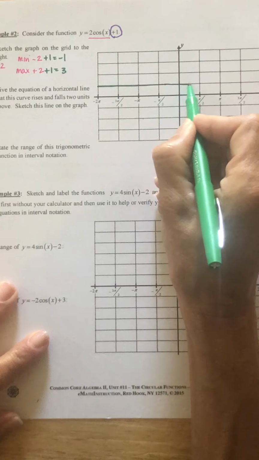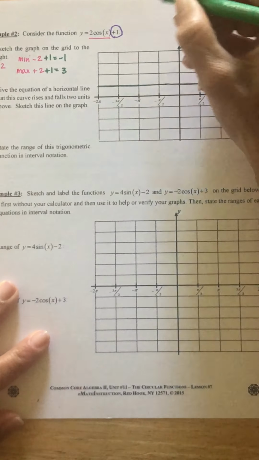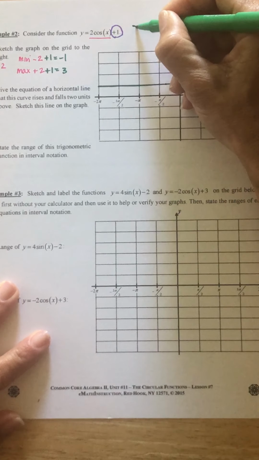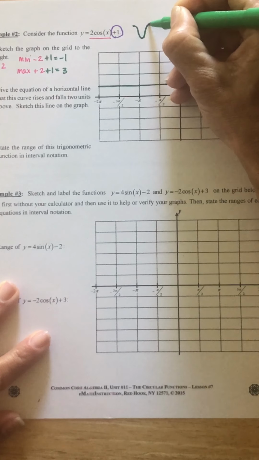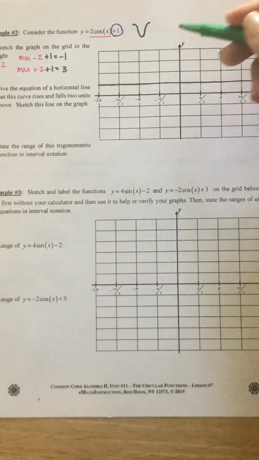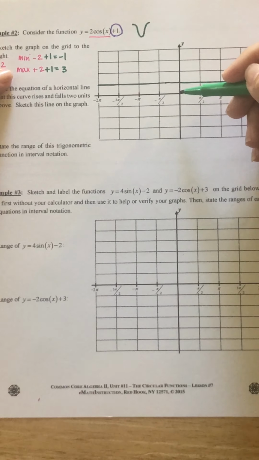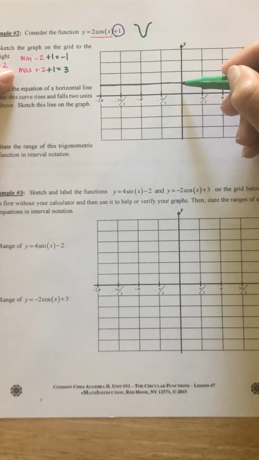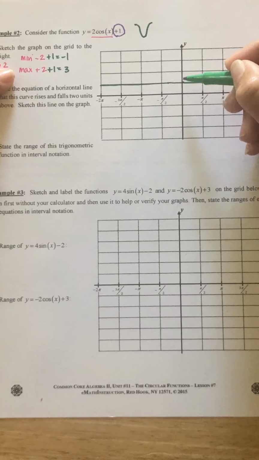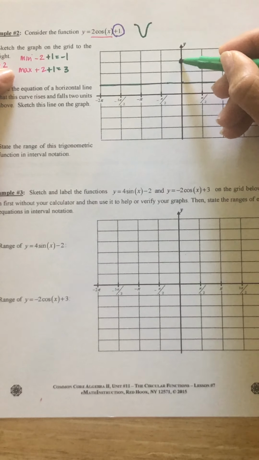And that's what we're going to count our amplitude off of. Remember, a positive cosine curve starts high, goes to the min, and then goes back up high. So when you're at 0, it's going to start up high. So your max is 3, but it's only 2 off of the midline. So 1, 2 off the midline.